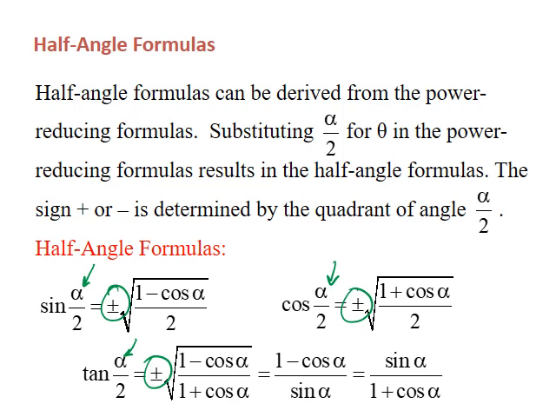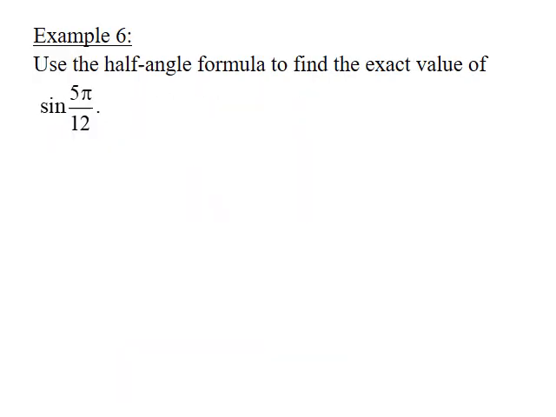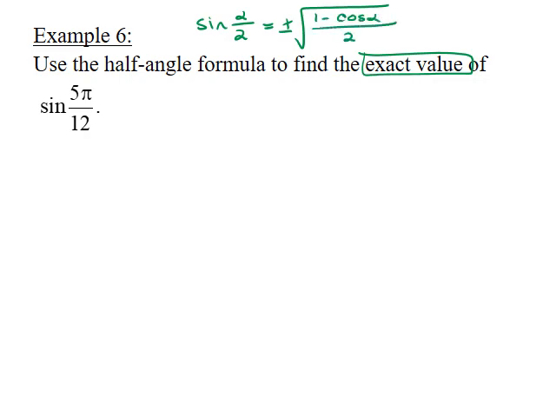You can also see that tangent of alpha divided by 2 has a couple different forms, and we will address that when they come up. So let's jump into our first example. It says, use the half angle formula to find the exact value of this. We're dealing with sine, so we know that sine of alpha divided by 2 is plus or minus the square root of 1 minus cosine of alpha, all over 2.